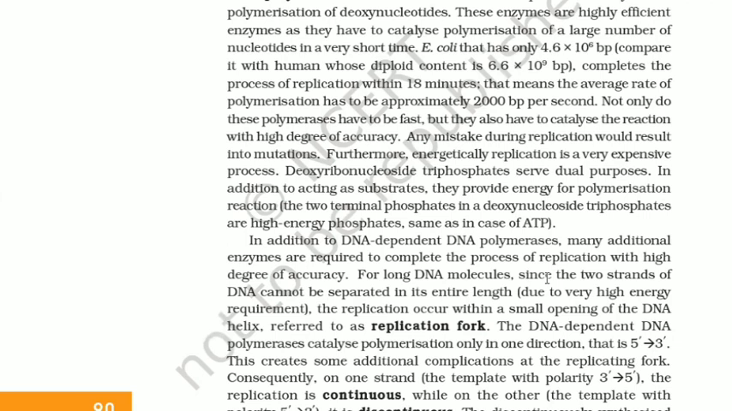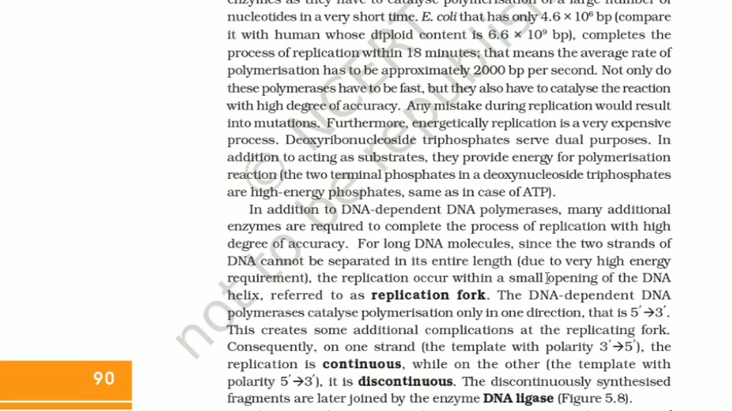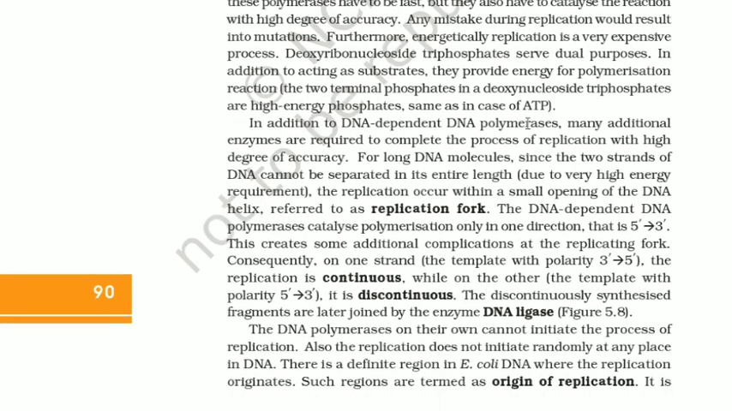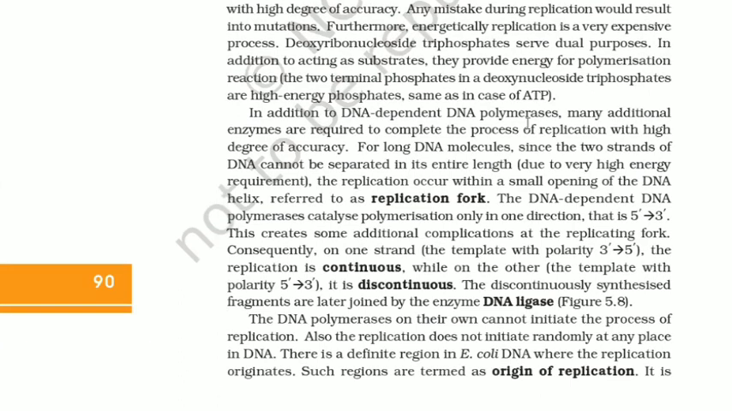E. coli, which has only 4.6 × 10^6 base pairs, completes the process of replication within 18 minutes. That means the average rate of polymerization has to be approximately 2000 base pairs per second. Not only do these polymerases have to be fast, but they also have to catalyze the reactions with a high degree of accuracy. Any mistake during replication would result in mutation. Furthermore, energetically, replication is a very expensive process.